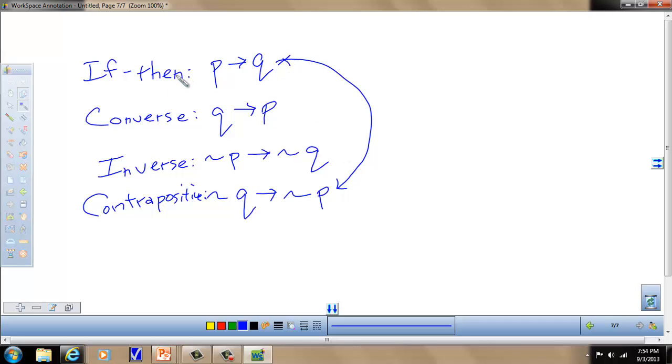Now, these two right here are connected. If the if-then statement is true, then the contrapositive is true. If the if-then statement is false, then the contrapositive is false. Similarly, these two are connected as well. If the converse is true, the inverse is true. If the converse is false, the inverse is false as well. And if we know that the if-then statement is true and the converse is true, then all four of them will be true. And we'll talk about that more in just a little bit.